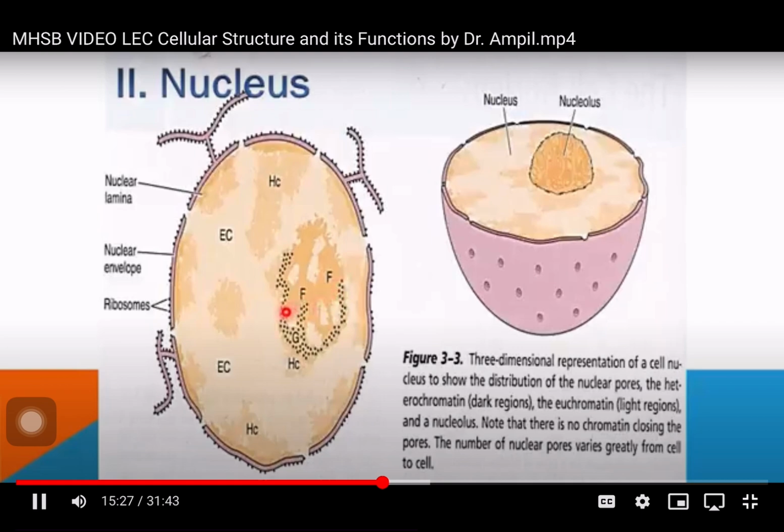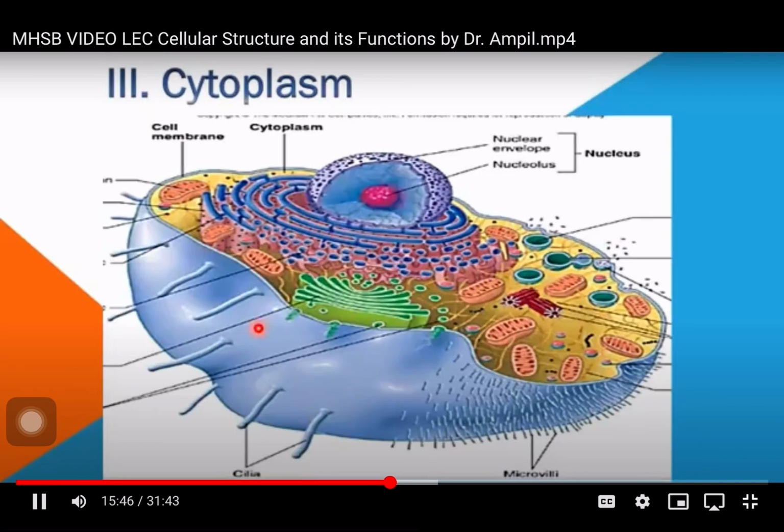And then we have your nucleoplasm. Now, the nucleoplasm is a gel-like matrix containing your chromatin materials. Okay. So we're through with the nucleus. Now we go into the cytoplasm.